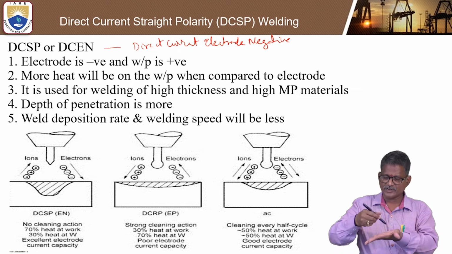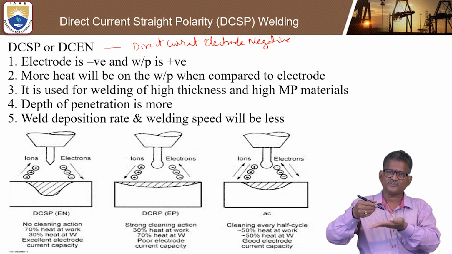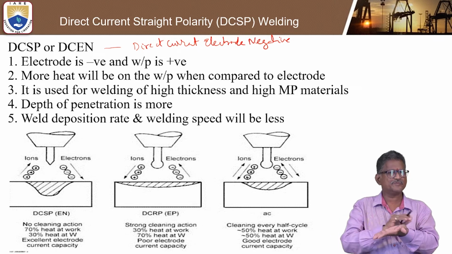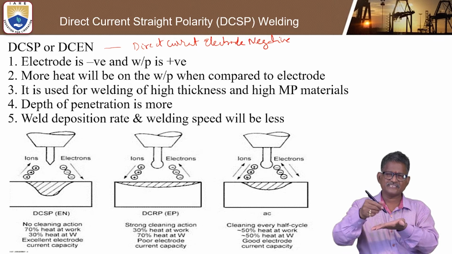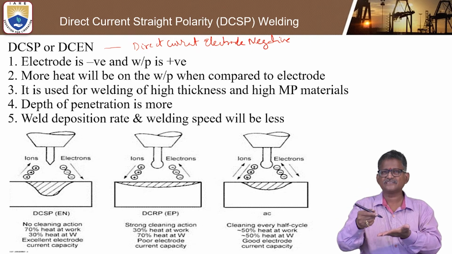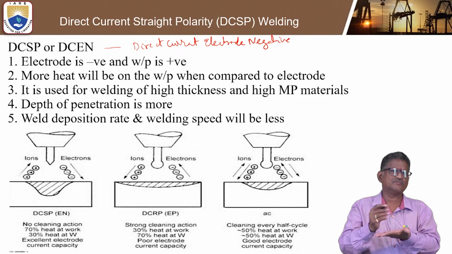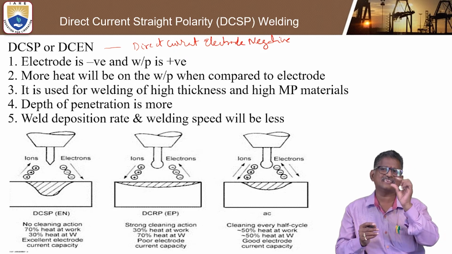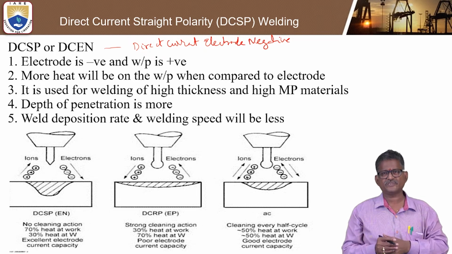So there are a workpiece and the electrode. If the electrode is negative, the workpiece will be positive. So whenever you touch the electrode, more heat will be generated on the workpiece when compared to the electrode, which has less and the workpiece having more. And it is used for welding very high thickness material, high melting point materials.